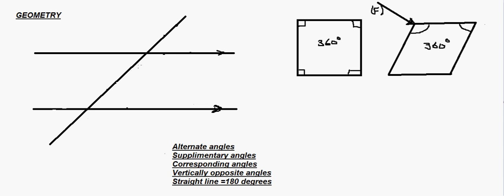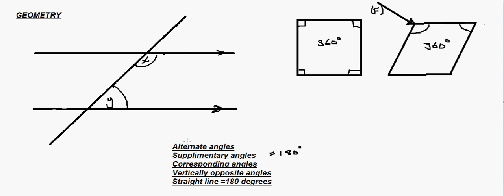So consequently, this angle and this angle will add up to 180 degrees. Okay, so supplementary angles always equal 180 degrees. I hope that explanation helps. Okay, because this also doesn't correspond with this, and it's not alternate, it's not jump the line.